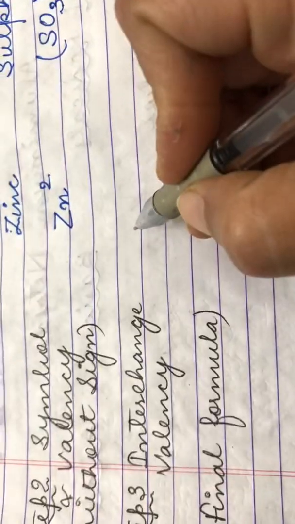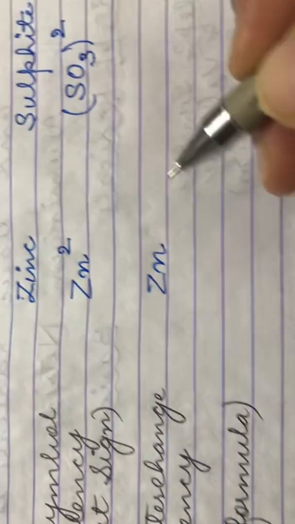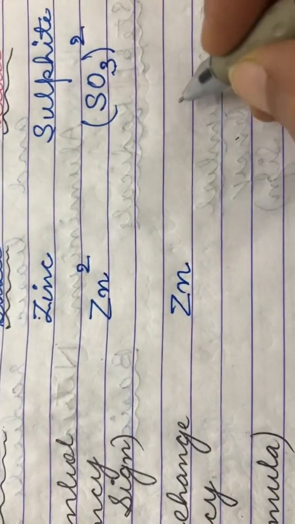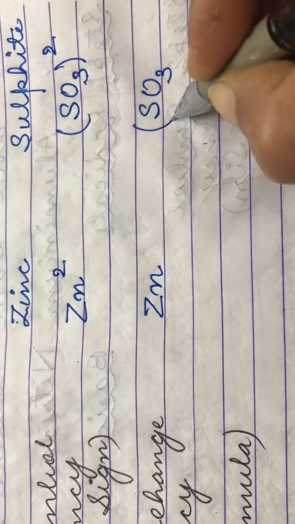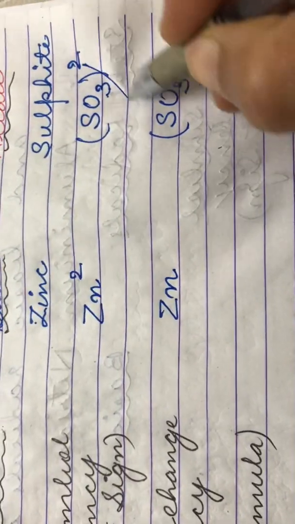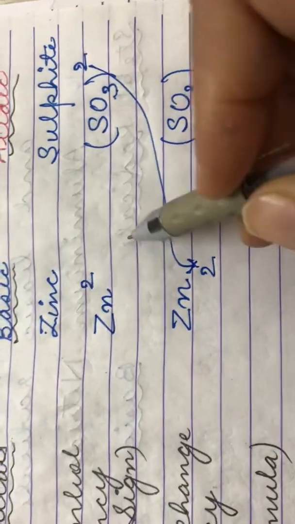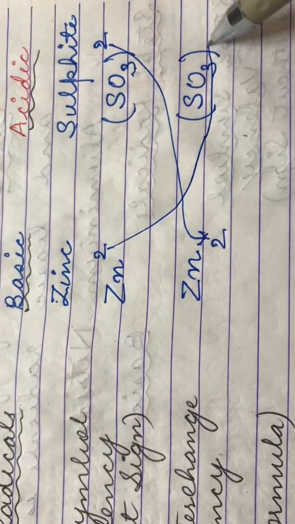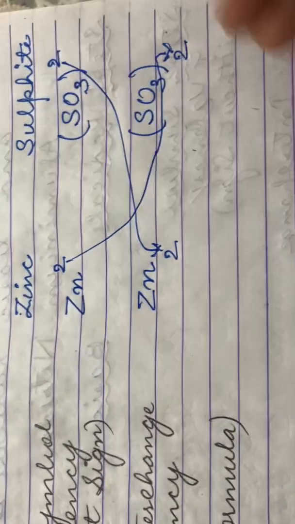In the next step, we interchange the valencies. So for showing interchange, we write Z capital, n small, again S capital, O capital, 3 in the subscript. Put the whole in a bracket. Now you show the interchange. This 2 comes down here in the subscript. This 2 again comes down here, but it should be outside the bracket. Very important step. It should be outside the bracket.